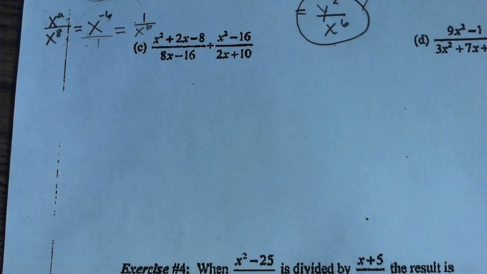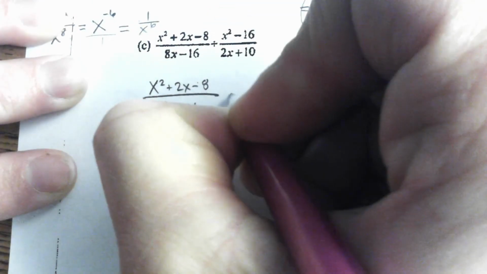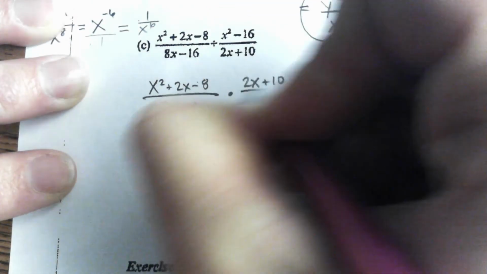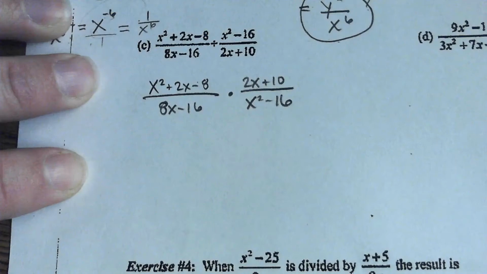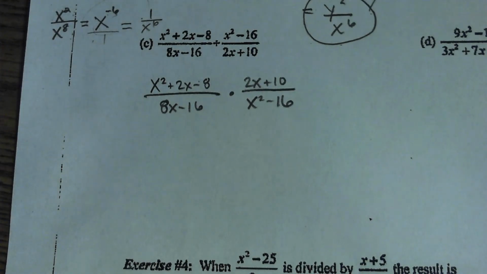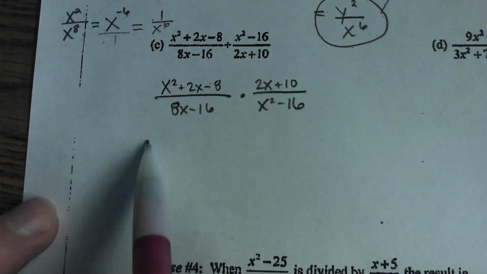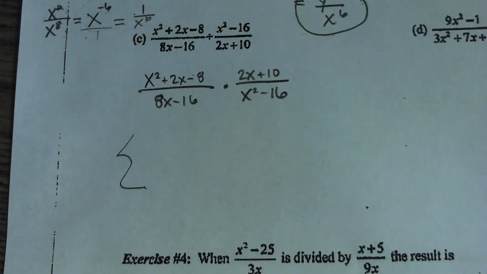In C, division, first we're going to keep change flip. And once you keep change flip, now go on to your next step and start factoring, and then worry about what you can cancel, and then we'll get back to each other.